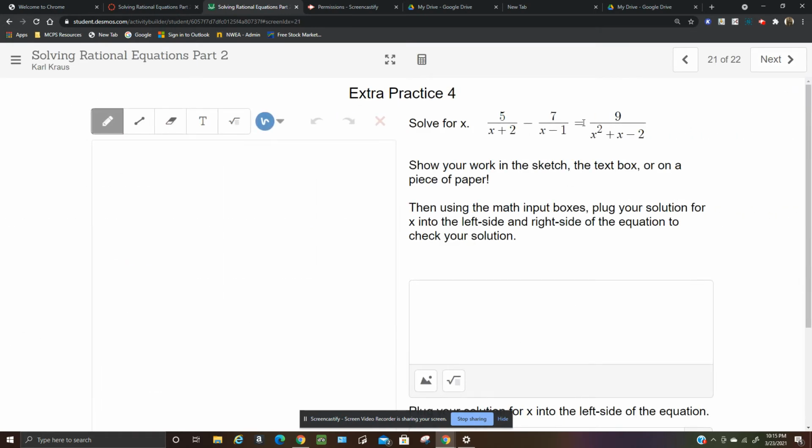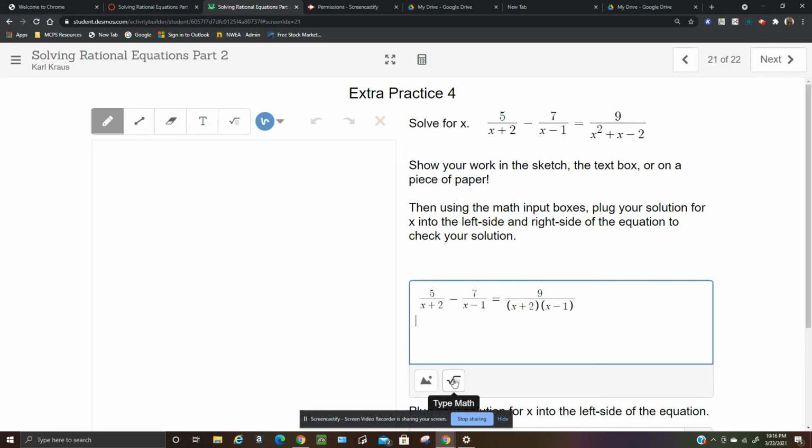And then this one, I would have to factor this denominator. So 5 over x plus 2 minus 7 over x minus 1 equals 9 over the denominator. Need the factors in there too. They give me a positive 1. Would be x plus 2 and x minus 1. Look through the denominators here. x plus 2 times x minus 1 is the LCD, so I'm going to multiply that by both sides of the equation.